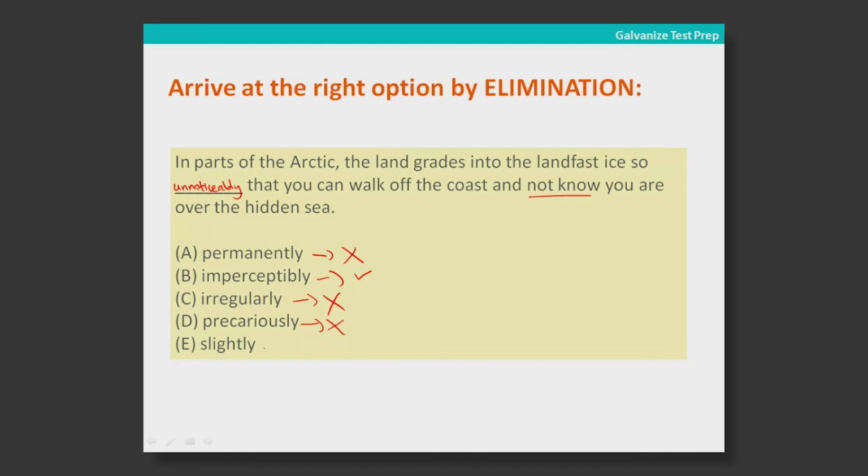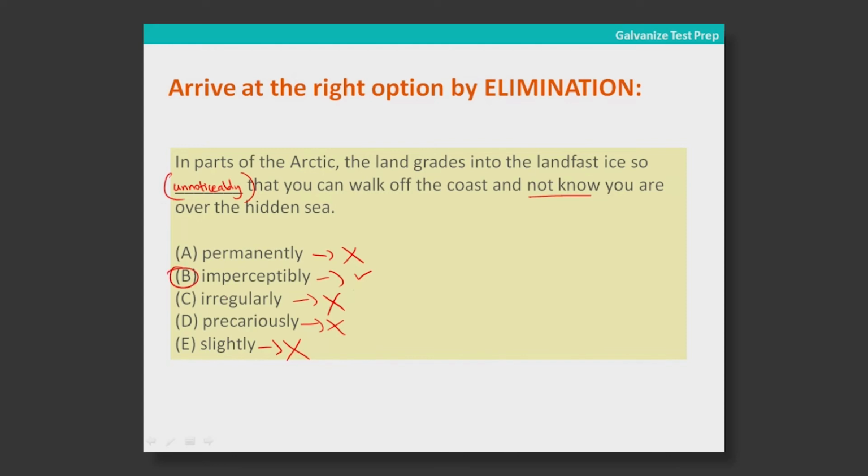What about slightly? Well, slightly would have been the tempting option if you had not come up with something here based on your clue. If you'd missed this step, you may wonder, okay, so what's wrong with slightly? What's wrong with slightly is that it's not really supported by this question. We have no clue here suggesting that it happened slightly. Slightly may not mean that you don't know that you're over the hidden sea. On the other hand, imperceptibly would mean that you don't know. It's not noticeable. So we can eliminate this answer option.